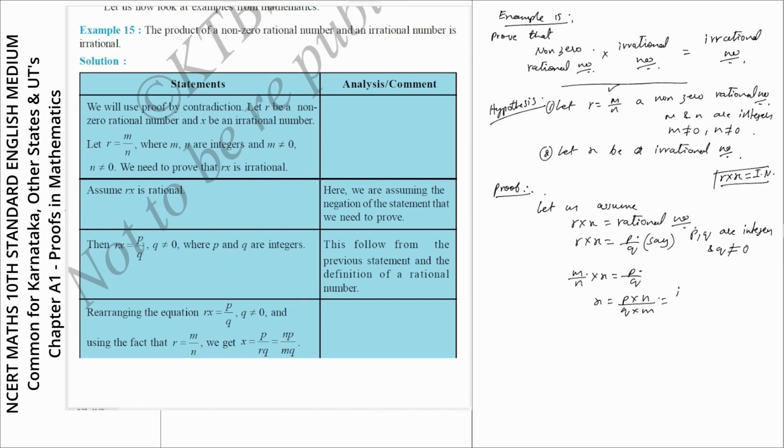So what is P? P is an integer, right? What is n? n also is an integer. And what is Q? Q also is an integer. And what is m? m also is an integer. So Q and m both are not equal to 0. Okay. So in the numerator, what is integer into integer? Integer into integer is an integer only. Okay. And here also in the denominator, integer into integer is an integer only. Okay. Therefore x is equal to integer by integer. Integer by integer is a rational number actually. Okay, this is a rational number.